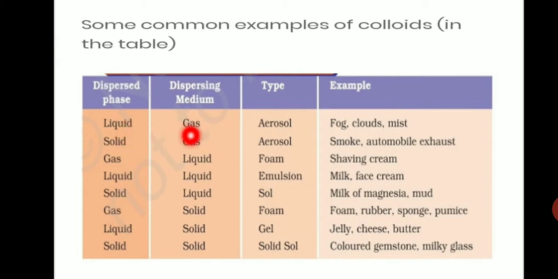Liquid in gas. So what is the type of solution we get? Aerosol. How did we get it? Liquid in gas. Examples are fog, clouds, mist. All these are examples of colloidal solution where liquid is dispersed in gas, the dispersing medium. So dispersed phase is liquid and dispersing medium is gas.